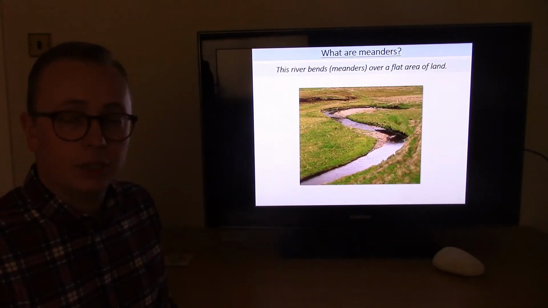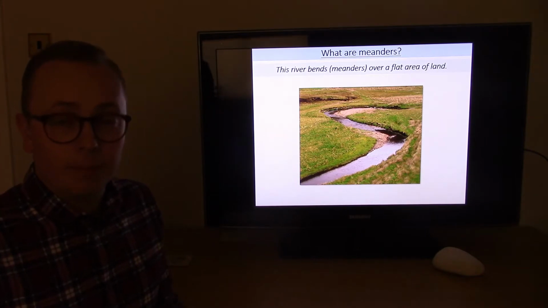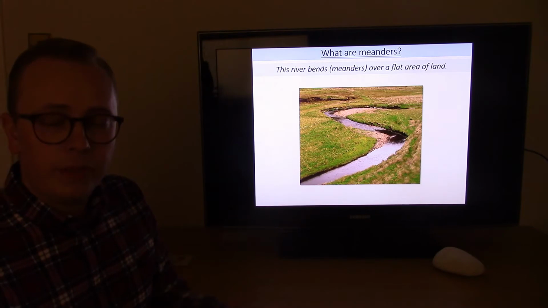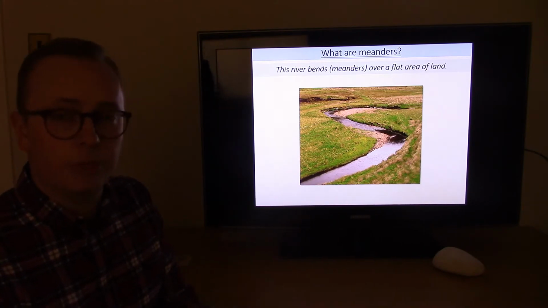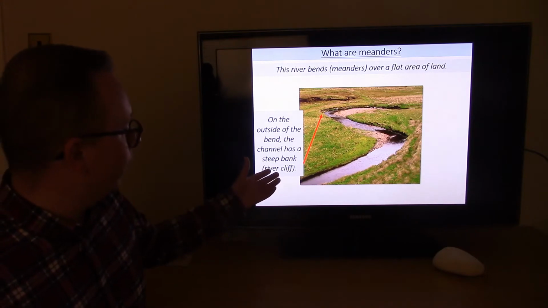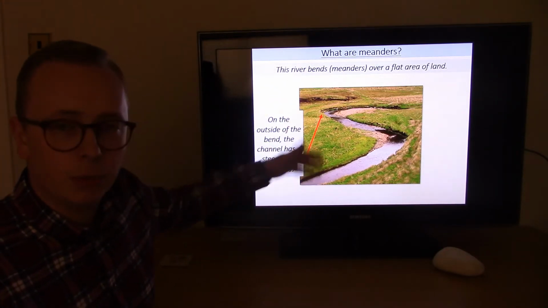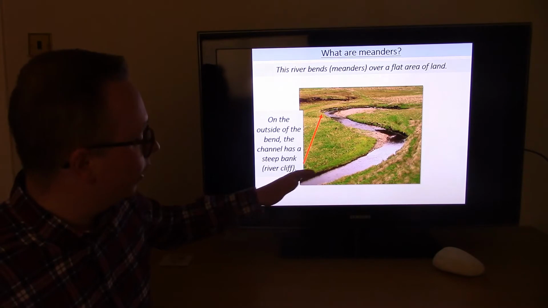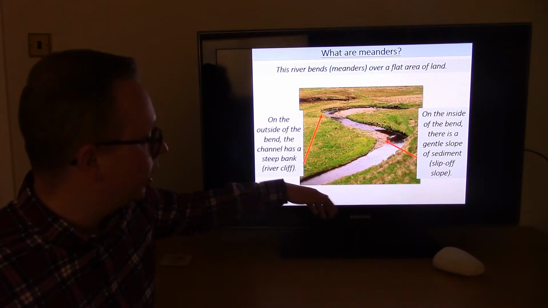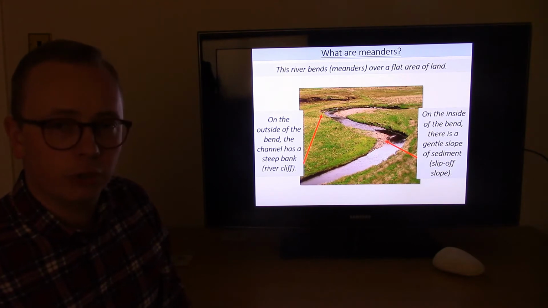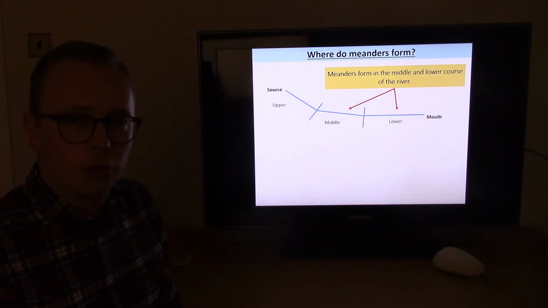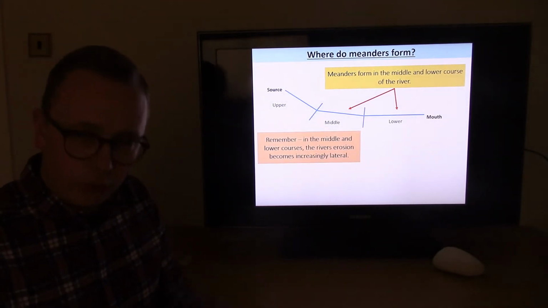So what are meanders? Well, meanders are essentially bends in the river, as you can see in this image. But within them we've also got some sub-features that we also need to be aware of. On the outside of a river bend we have this very steep bank which we call a river cliff, and on the inside of a river bend we've got this gentle slope of sediment which is known as a slip-off slope.